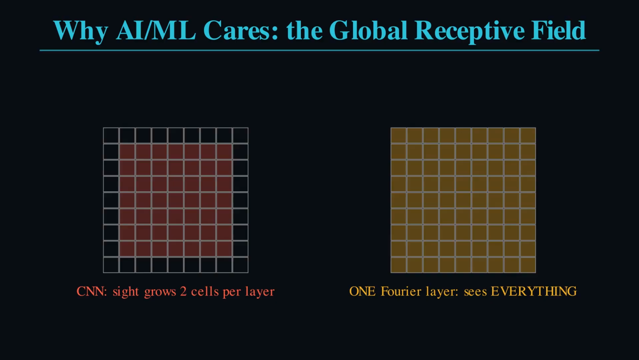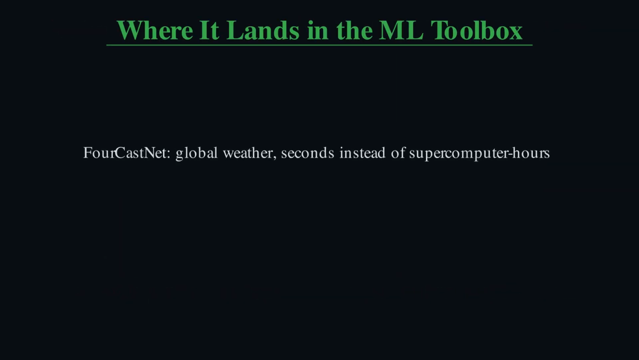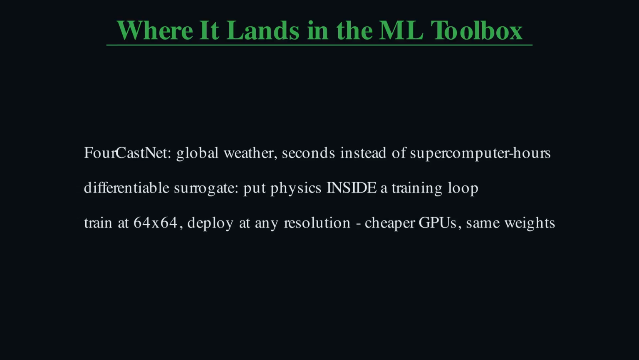That is useful anywhere context is global, whether medical imaging, audio, any image-to-image task where far apart pixels matter to each other. 3 places this lands in the toolbox today. 1. ForecastNet runs global weather with Fourier operator layers in seconds. 2. Because the operator is differentiable, you can drop a physics engine inside a training loop and optimize designs by gradient descent, no adjoint solver required.